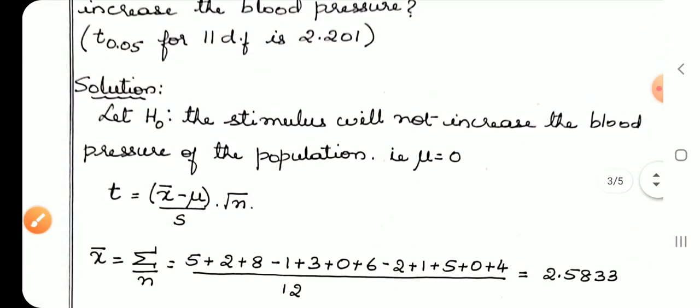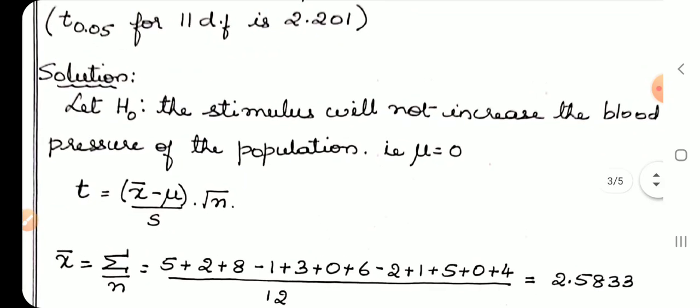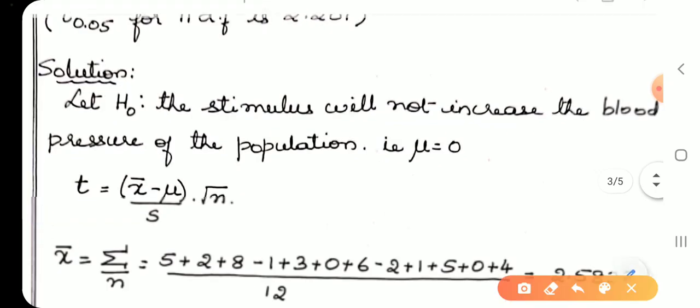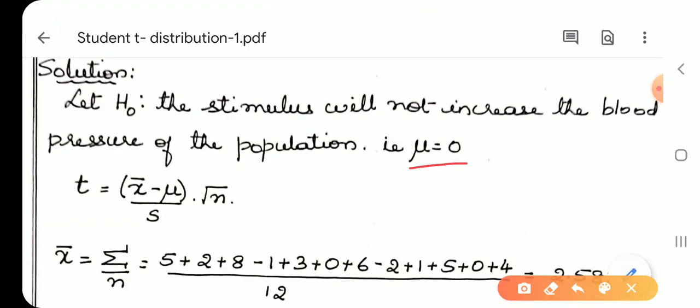First let us formulate the hypothesis. Let us take H naught: the stimulus will not increase the blood pressure of the population. If there is no increase in the blood pressure, then mu is equal to 0. So here mu, that is the mean of the population, we will take as 0, since there is no change in the blood pressure.